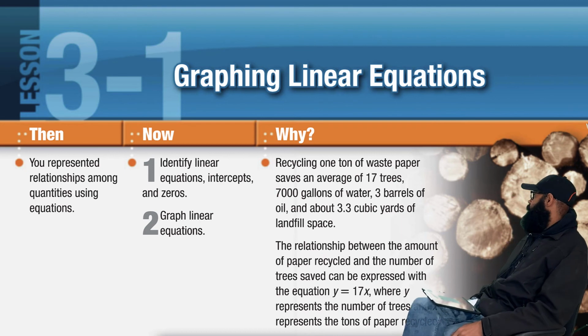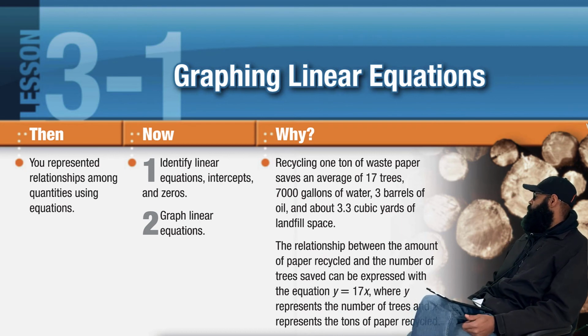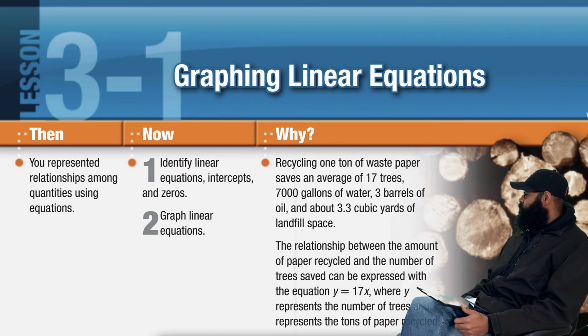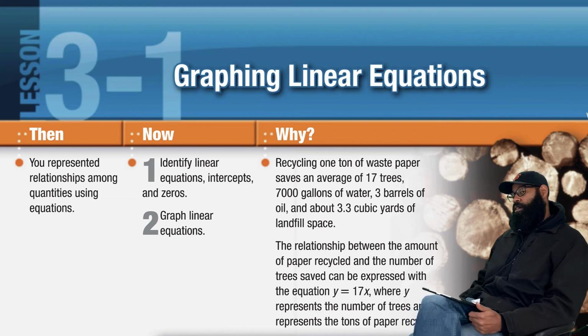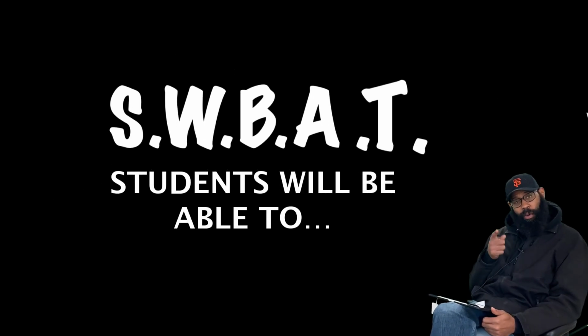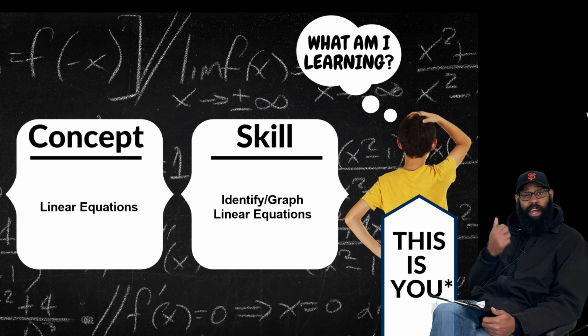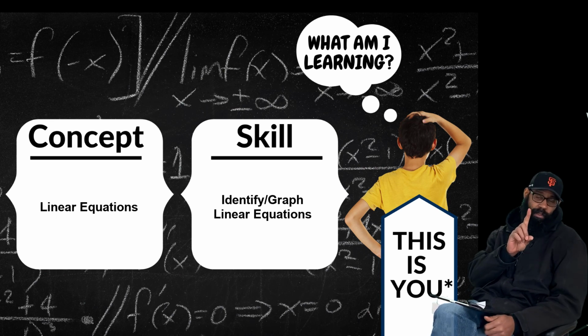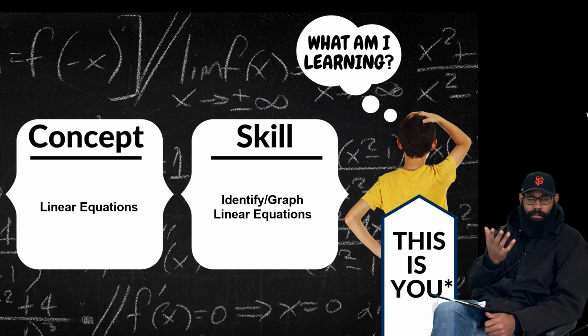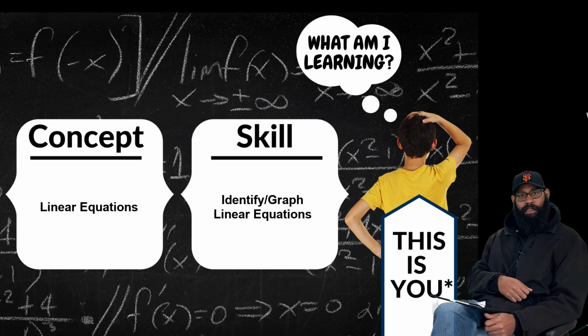Let's see it. Looks like we've got two objectives for this lesson. Number 1, identify linear equations, intercepts, and zeros. Objective number 2, graph linear equations. Students will be able to identify linear equations, identify zeros or x-intercepts, and graph. So remember the concept, linear equations, and the skill, identify, that's 1, graph, that's 2. And let's get this thing started, guys.